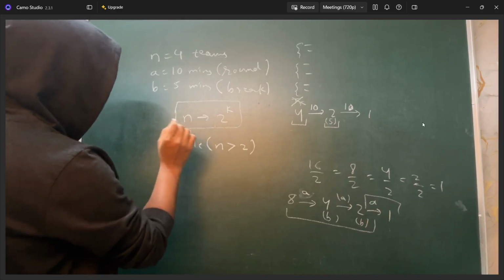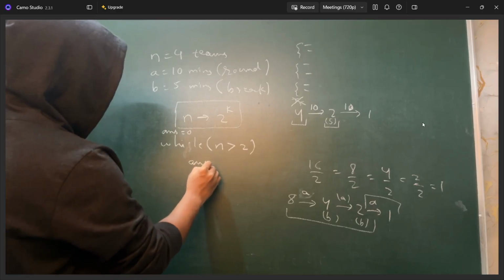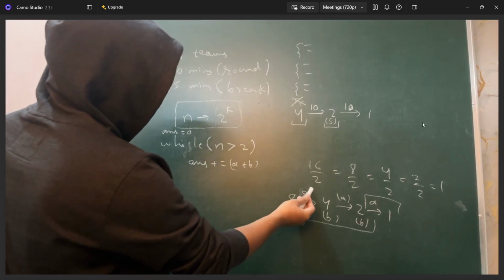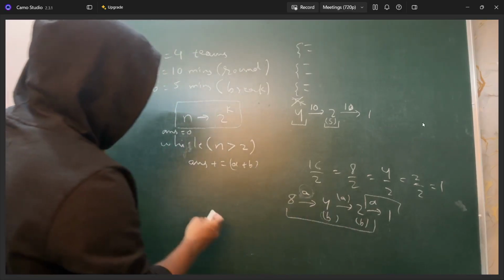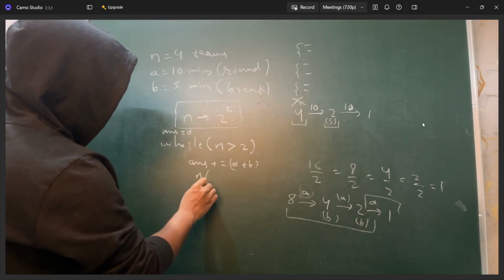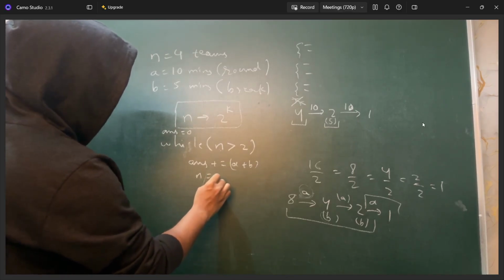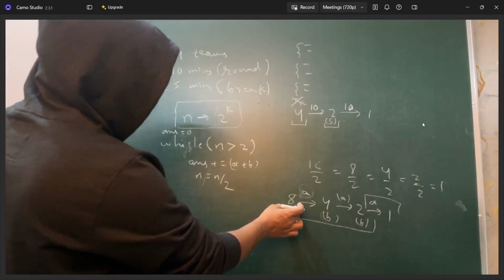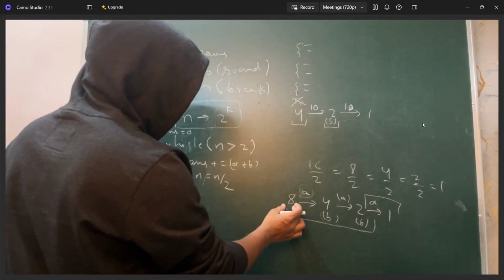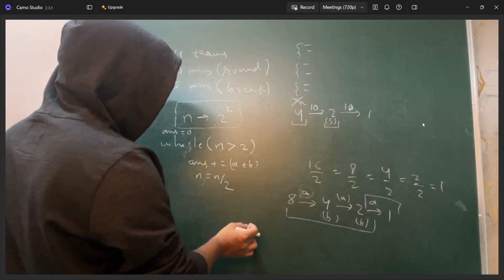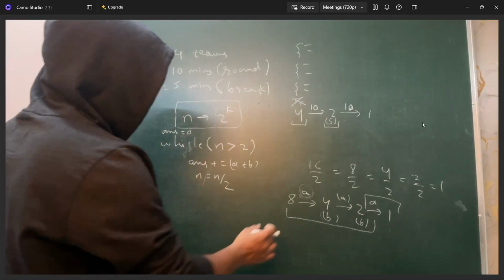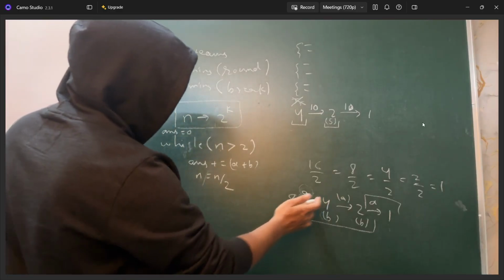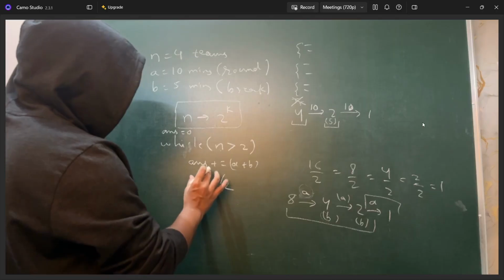and I'll be taking an answer, which is basically the time, initially 0. Your answer will be increased by a plus b, because you are competing, taking rest, competing, taking rest, and your n will be divided by 2, because you have 8 teams now, they have competed with each other. So 4 teams have won, 4 teams have been eliminated. The 4 teams that have won is n equal to n by 2, which is 8 by 2 is 4.